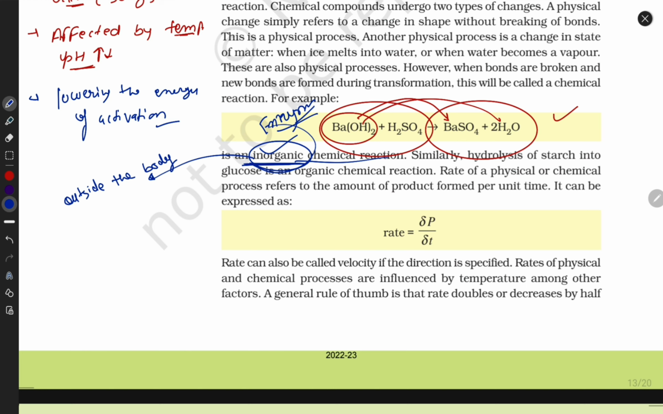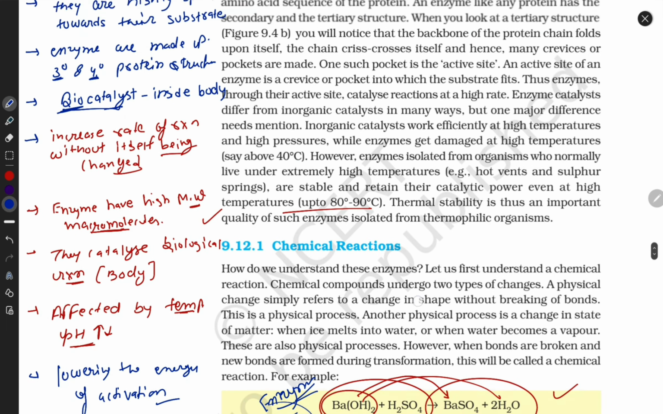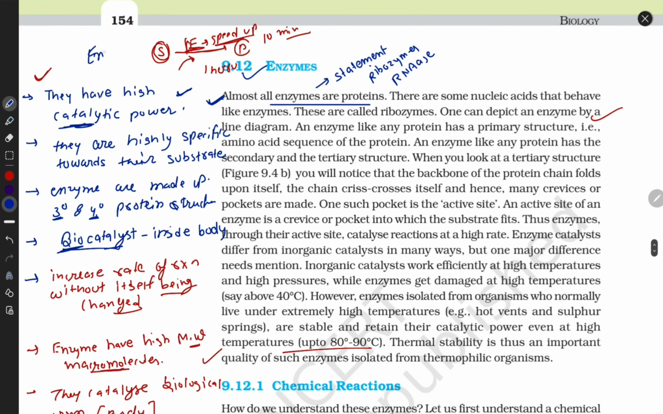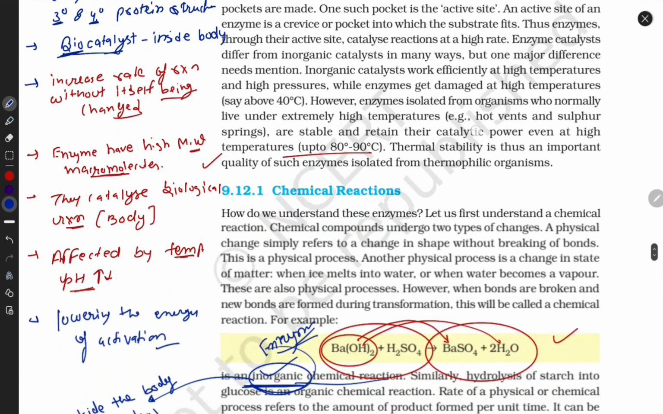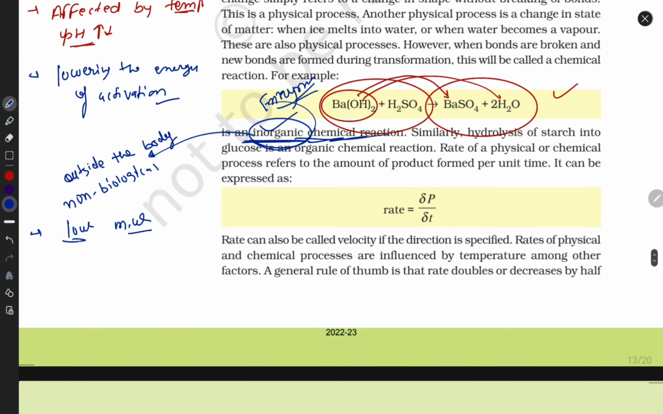These are not biological. They are non-biological, and they are very simple, with very low molecular weight. You can cross-examine: this is the property of enzyme reactions, and this is the property of inorganic chemical reactions. They are low molecular weight, they are micromolecules.